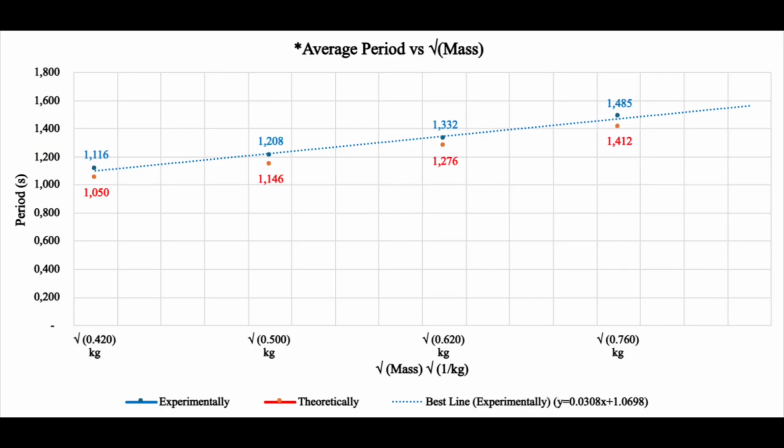According to the results obtained, as expected theoretically, the period of the motion increased with the increase in mass. However, the increase didn't occur exactly as in the formula because the springs were not ideal. There was an air resistance, and errors occurred in the period measurement.